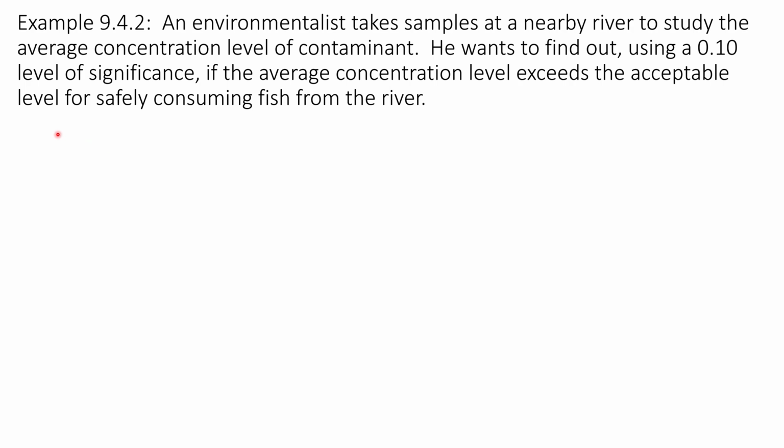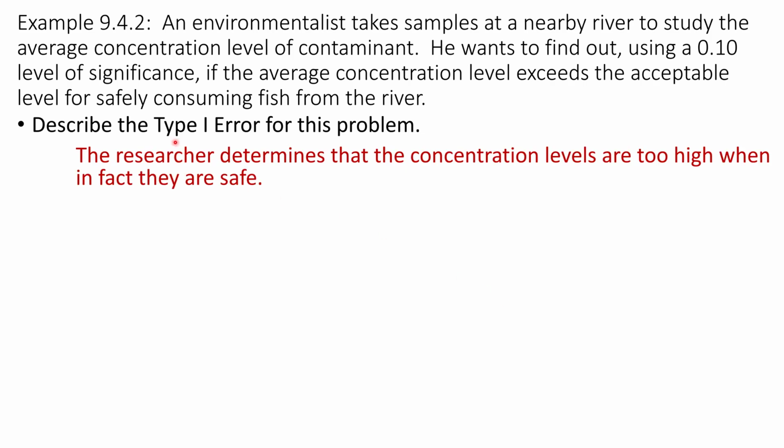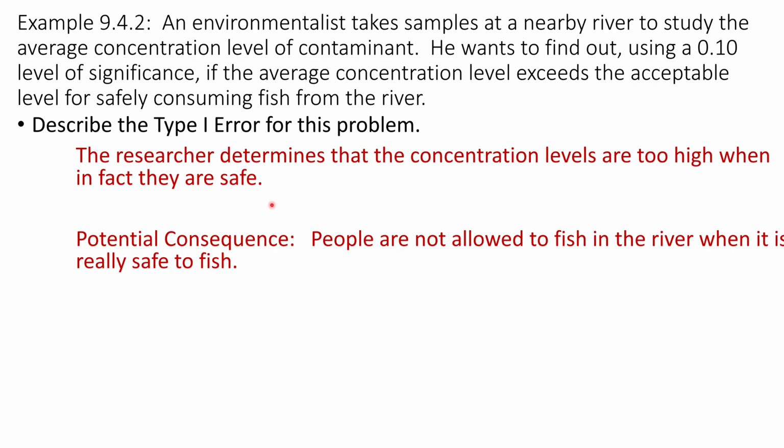Here is another example from the textbook. You can pause this video and describe the type 1 error for this problem. Type 1 error for this problem is the researcher determines that the concentration levels are too high when in fact they are safe. The potential consequence of this decision is people are not allowed to fish in the river when it is actually safe to fish.